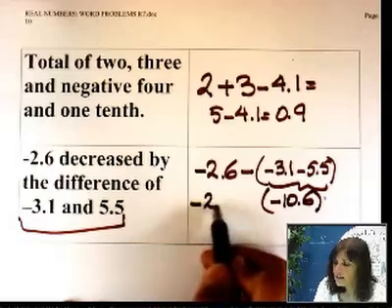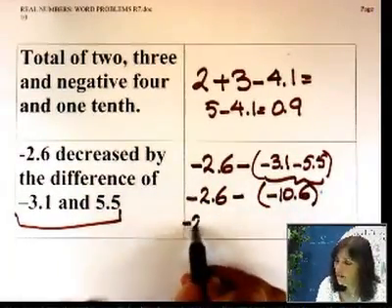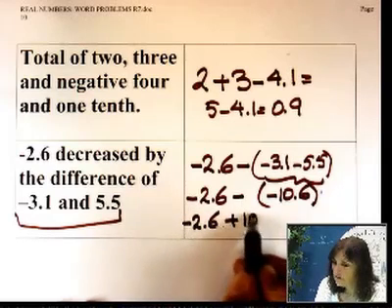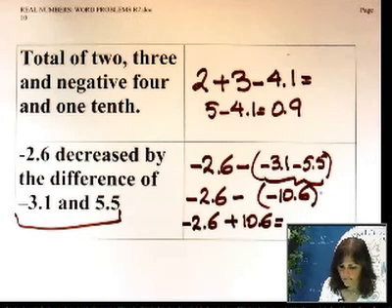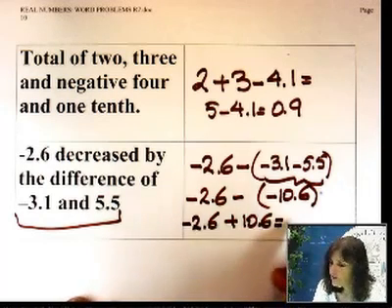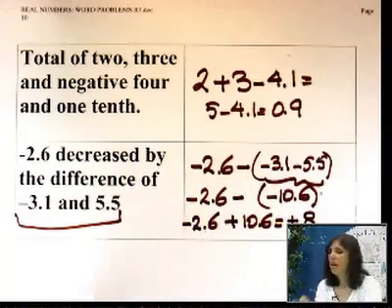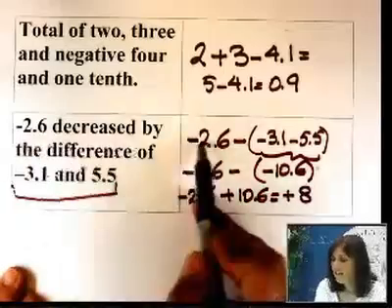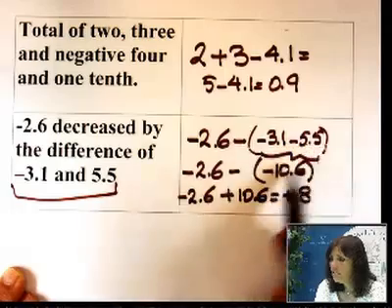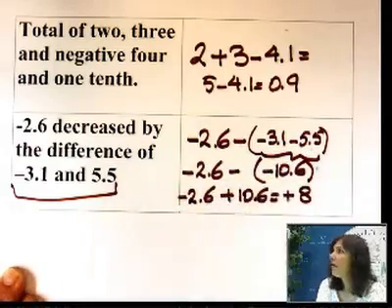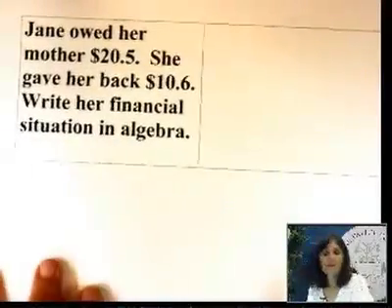And this one is negative 2.6, and now I have a double negative situation. That's going to give me this, negative positive. So I take the difference, that's 8. Since this is going with the positive, it is positive 8. You see that? Negative 2.6 is decreased by the difference of this and that. You take the difference and then subtract positive and done. Okay, how about this one?